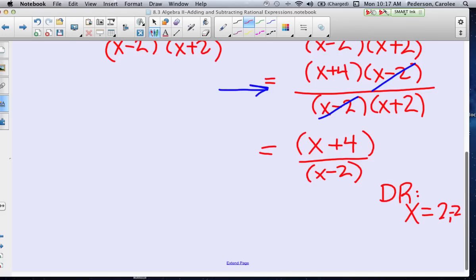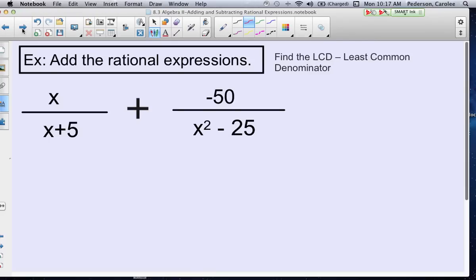Let's go on to another example. Here's a set of two fractions. They are unlike. So we're going to go ahead and factor the two fractions. The first fraction on the left is factored. Nothing you can do with it. The second fraction can be, again, factored using the difference of two squares.